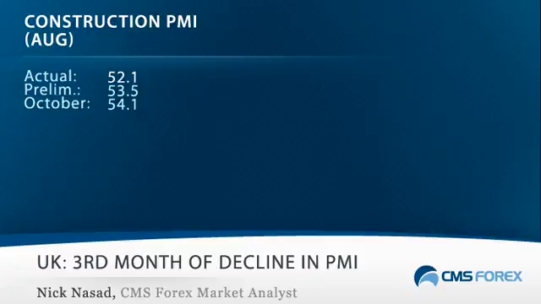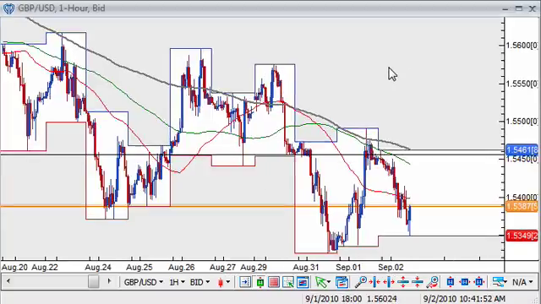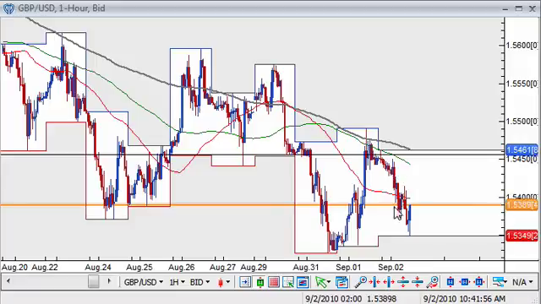In a second report, August construction PMI from the UK, a measure of construction activity, showed its third consecutive monthly decline as there was a marked slowdown seen in residential construction. The index fell to 52.1 compared to July's 54.1, and that figure came in below forecast. If we take a look at the pound-dollar then, we see that in today's trading the pound slid during the European session as its data came out, and it extended that decline during the New York trading, hitting a low of 1.5350.